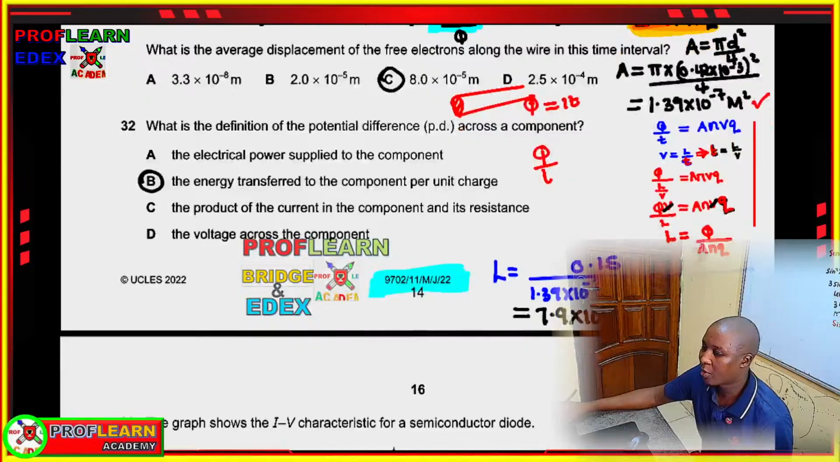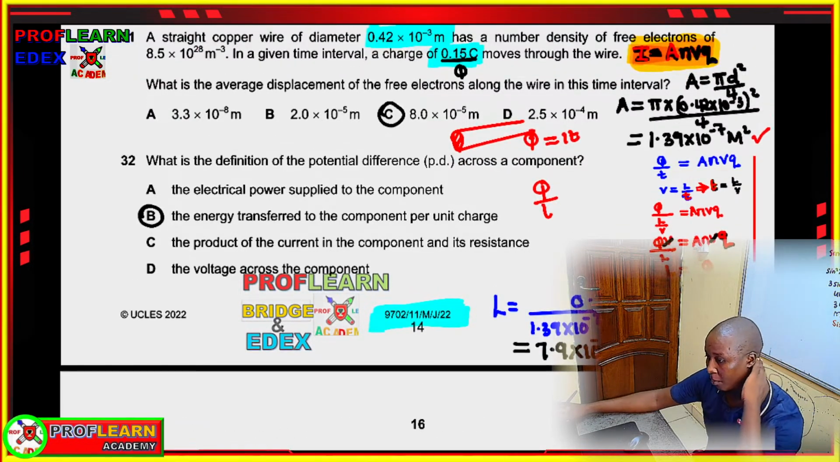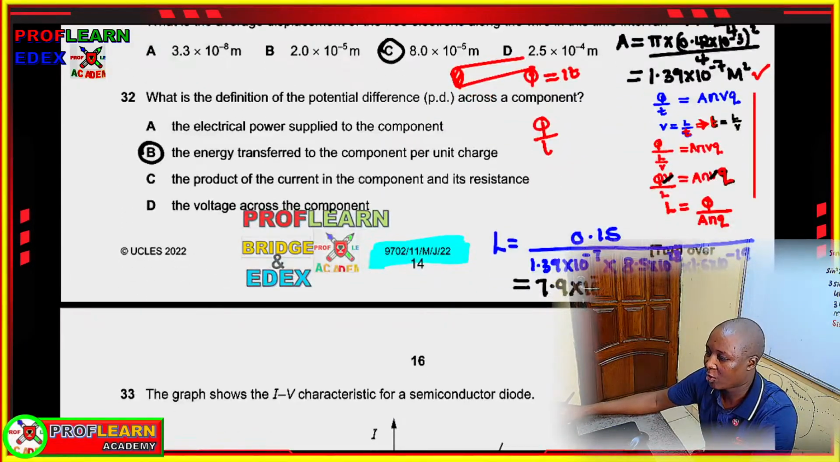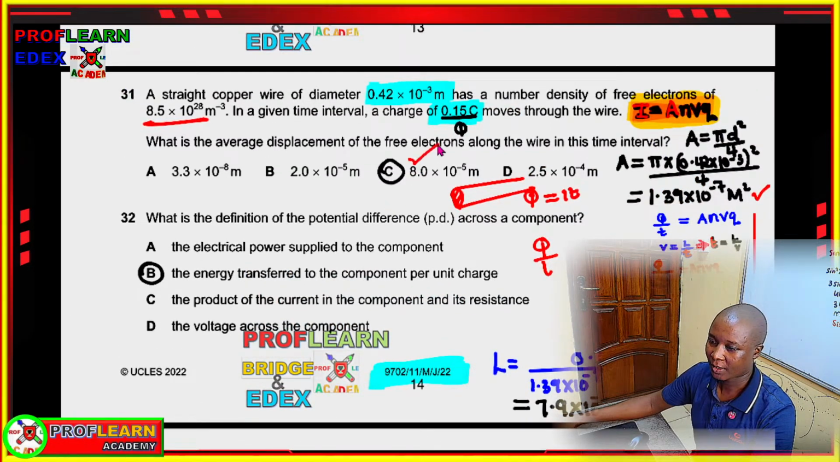Then we can apply the formula by substituting. Charge was what? 0.15. Cross-section area, we got 1.39 times 10 raised to power negative 7, and then times the charge density N, which was given in this question, and the charge of one electron is 1.6 times 10 raised to power negative 19. If we work it out, we get 7.9 times 10 raised to power negative 5, and our answer translates to C. Our answer is C if you round off that.